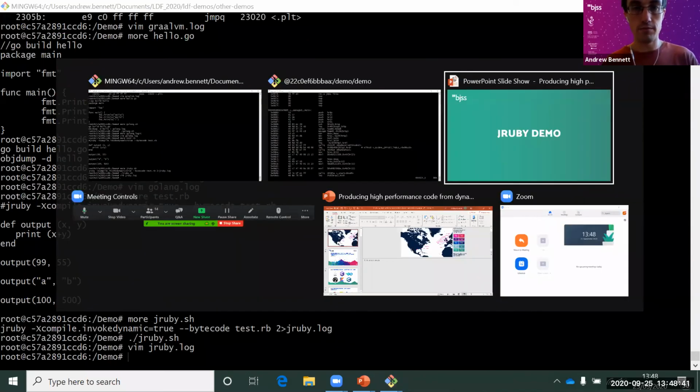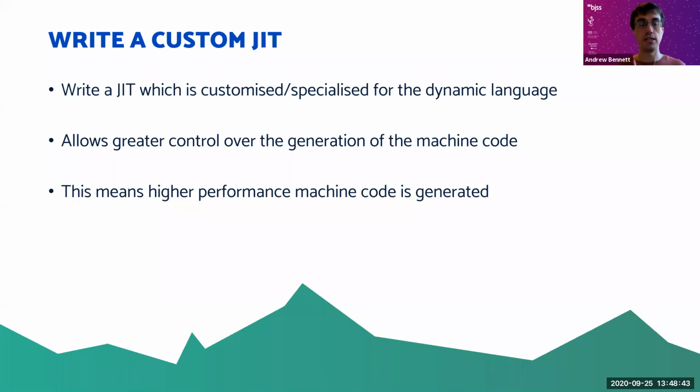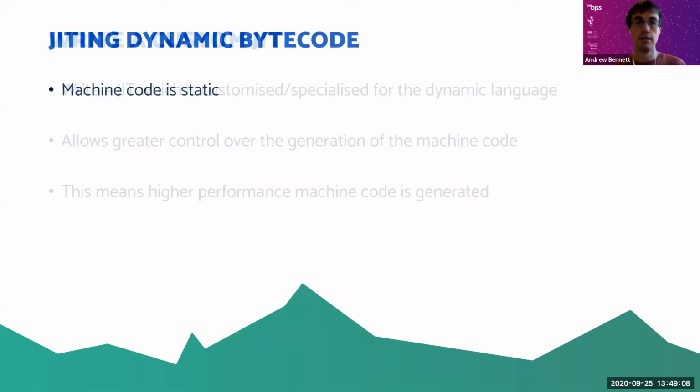Okay, so that's great, and using JITs and JVMs is great, but the problem is that they're typically specialized to running static languages, and so certain bytecode sequences that you might generate for a dynamic language might not be optimized by the JIT. So a better approach here is to write your own JIT, which is specialized for a dynamic language, which obviously allows you greater control over what machine code you generate and gets you high performance.